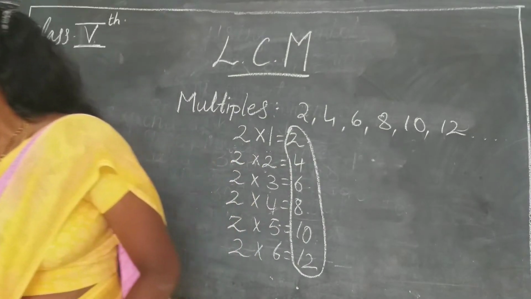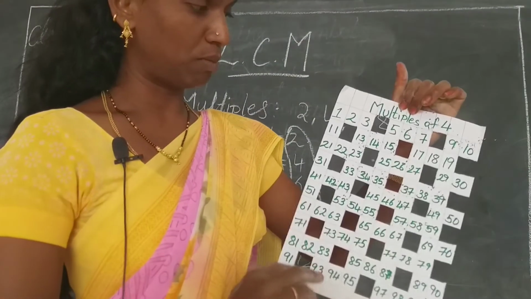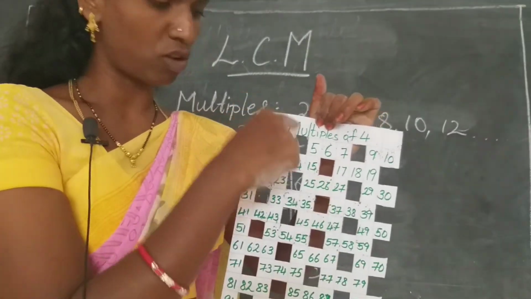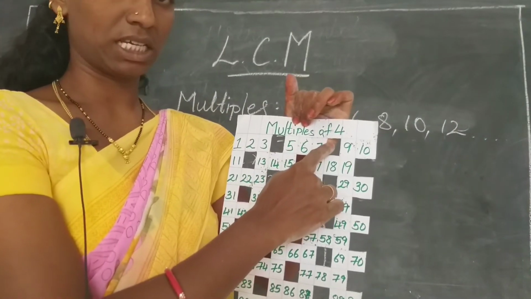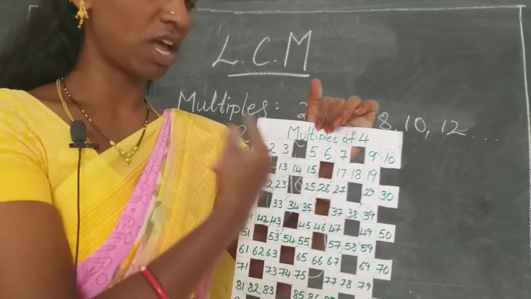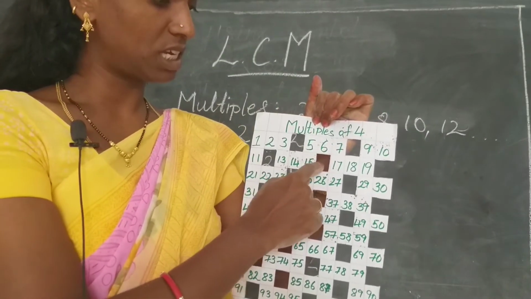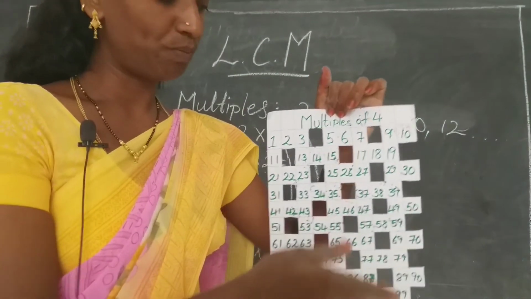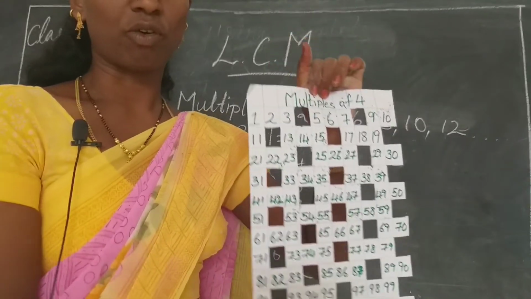Now see here, in this chart I have removed all the multiples of 4. 1, 2, 3, 4. 4 is not there. Why is 4 not there? Because 4 is a multiple of 4. So I have removed the 4. 5, 6, 7, 8. 8 is also a multiple of 4. So I have removed the 8. Here 12 is also a multiple of 4. I have removed it. 16 is also a multiple of 4. I have removed it. 20 is also a multiple of 4. I have removed it. So in this chart I removed all the multiples of 4.